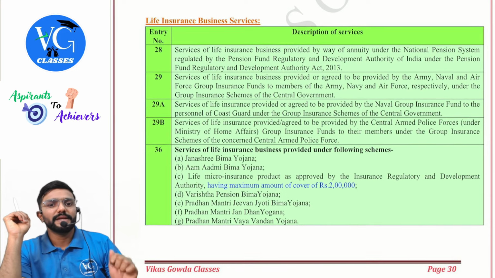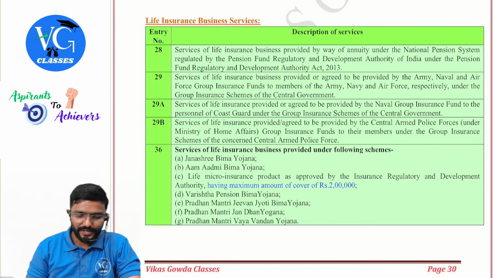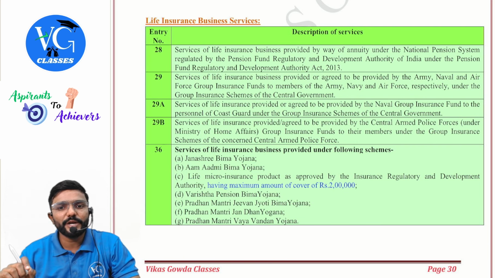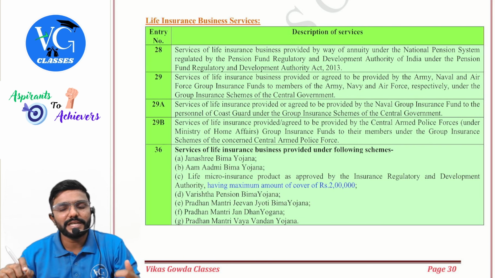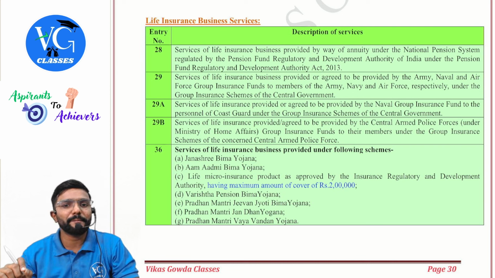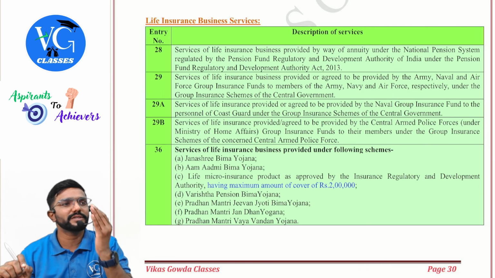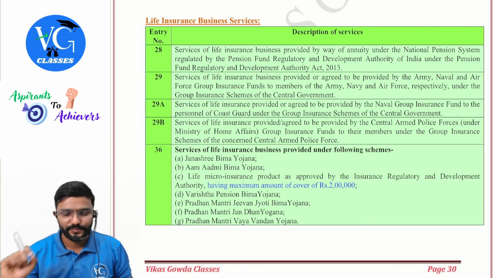Okay. Next, life insurance business services. Entry 28. Services of life insurance business provided by way of annuity under the National Pension System regulated by Pension Fund Regulatory and Development Authority of India under the Pension Fund Regulatory and Development Authority Act 2013 is exempt, guys.